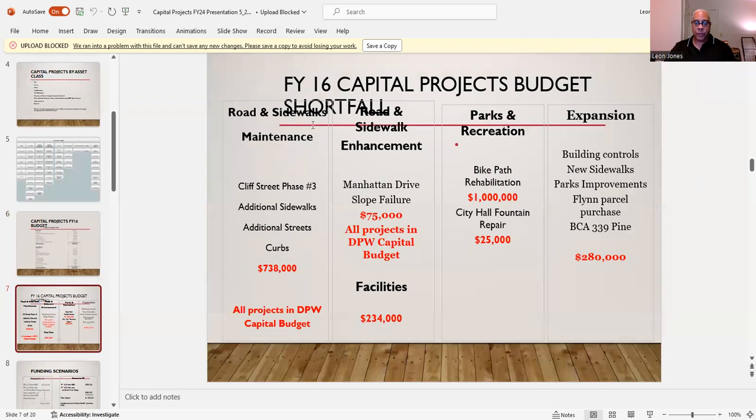All right. Again, we have the capital budgets shortfall. So you see all these numbers in red where you have your road and sidewalks maintenance, then you have Cliff Street Phase 3, additional sidewalks and curves. Well, $738,000. That means you're in the red. So somewhere on the line, they might not have as many of those projects next year because you want to get out of the red. Just like sidewalk enhancement, 75,000, all projects in capital budget.